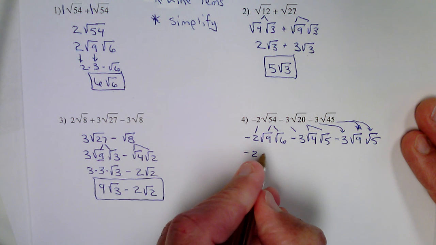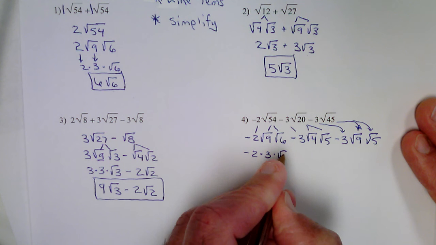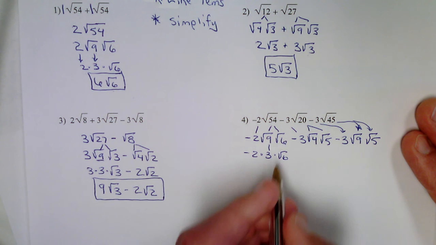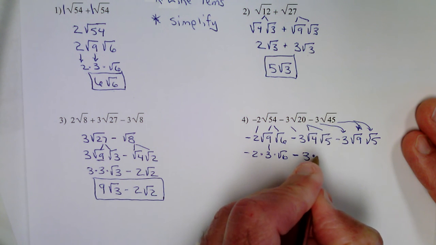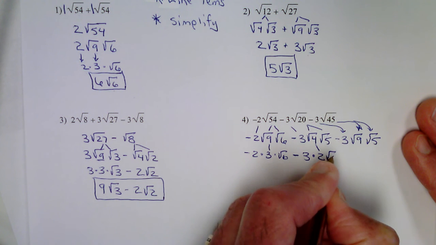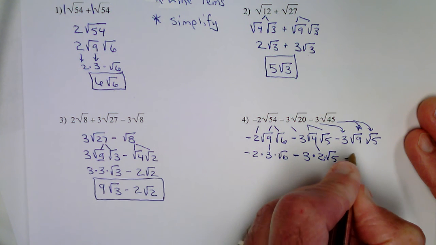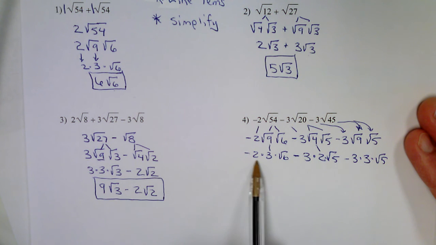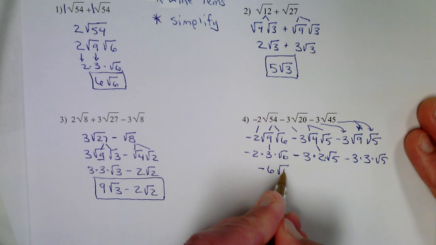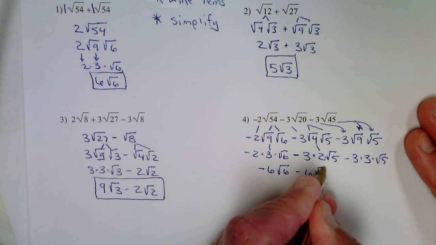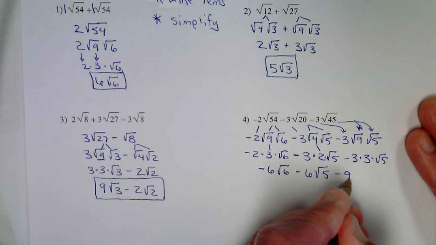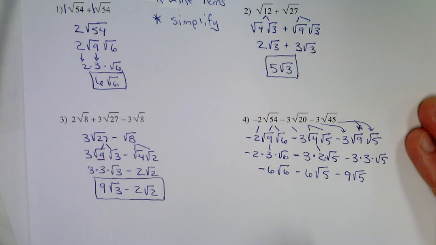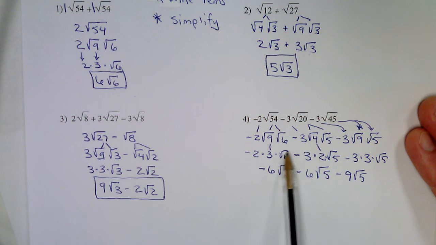Okay, now this becomes 2 times 3 times square root of 6. The square root of 9 becomes 3. Minus 3 times 2, square root of 5. Again, that's multiplying. Minus 3 times 3, square root of 5. When you have these two numbers out here, again, keep in mind, these are all multiplication. So this will become negative 6 square root of 6 minus 6 square root of 5 minus 9 square root of 5. Now we go back to the idea of it's all simplified now.